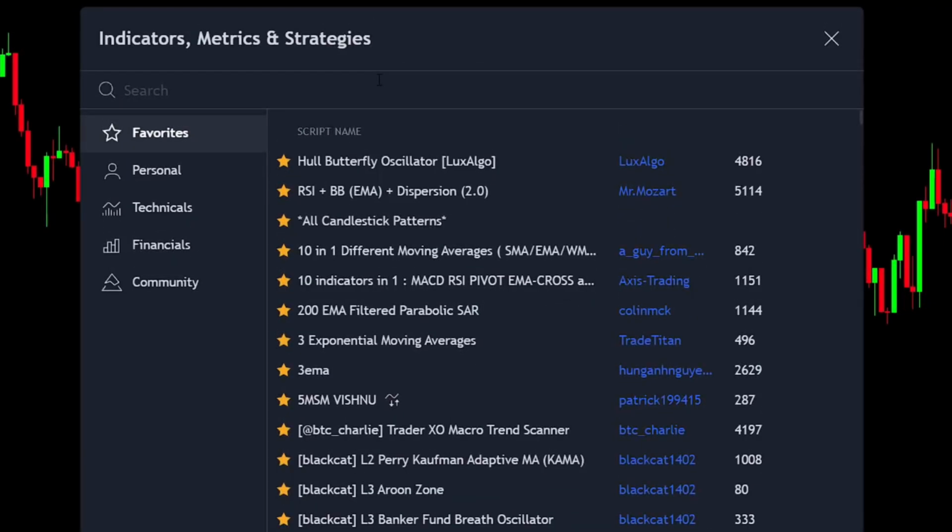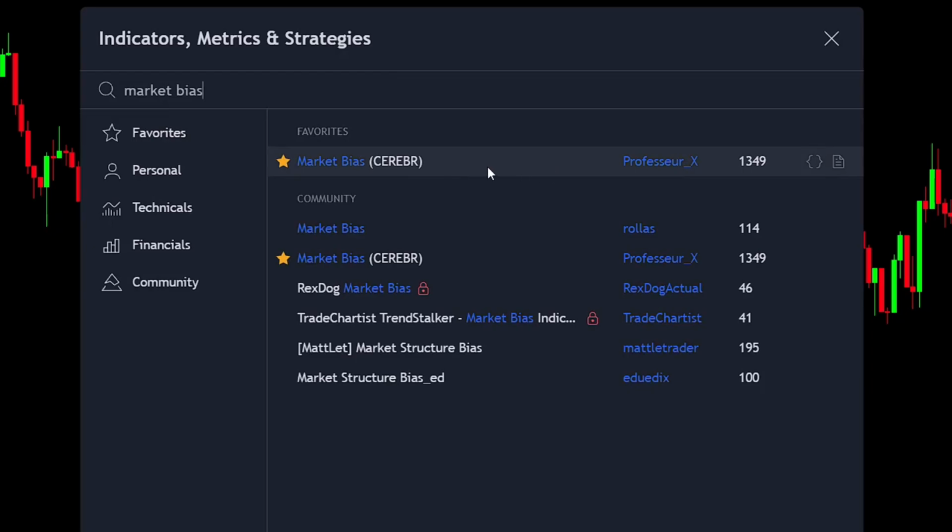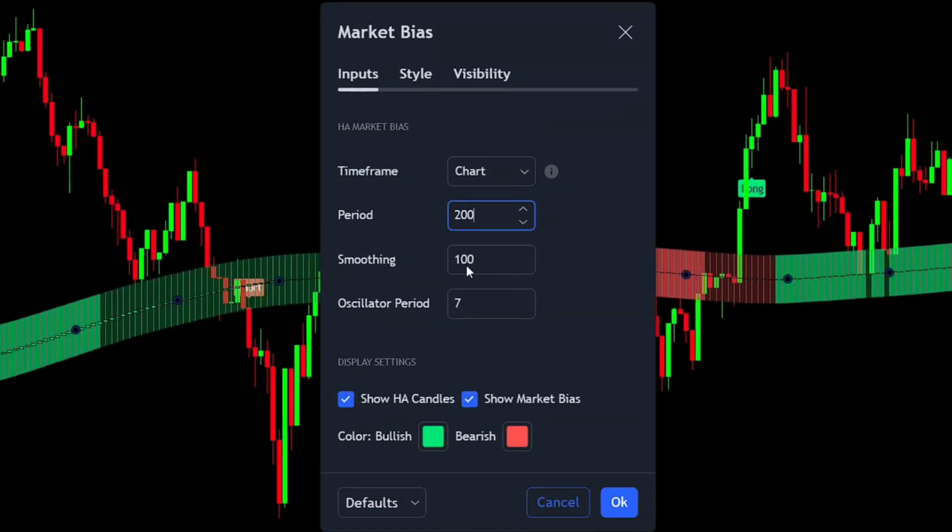Now let's check out the second indicator, the market bias indicator. Like before, add this to your chart from the Indicators tab. Follow my instructions to find the optimal settings for our strategy.